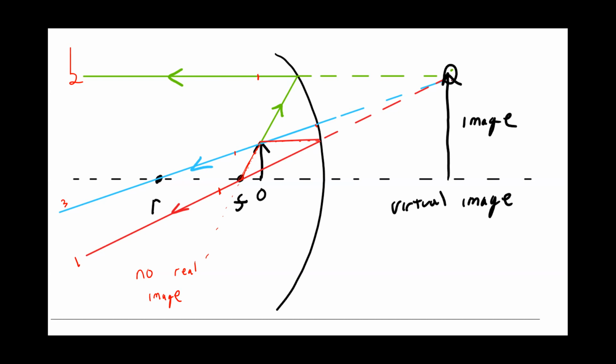So if I trace these back, I see that they diverge from this point here. So that's going to be my image. It's a virtual image because the rays are not physically crossing anywhere. And it's definitely a larger image than the object. It's also going to be right side up. So, a right side up, virtual image that's bigger than the object.